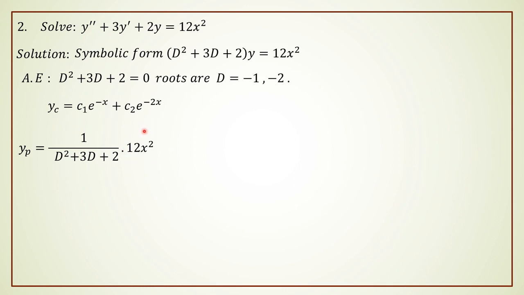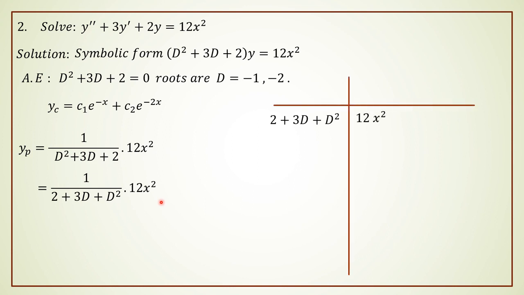Just observe over here students, 12x square is a polynomial and hence it is necessary to write the operator in ascending powers of D. So write the operator over here in the ascending powers of D. So write the constant term first followed by 3D and D square. So 1 by 2 plus 3D plus D square is acting on 12x square. Now perform the division with the divisor 2 plus 3D plus D square.